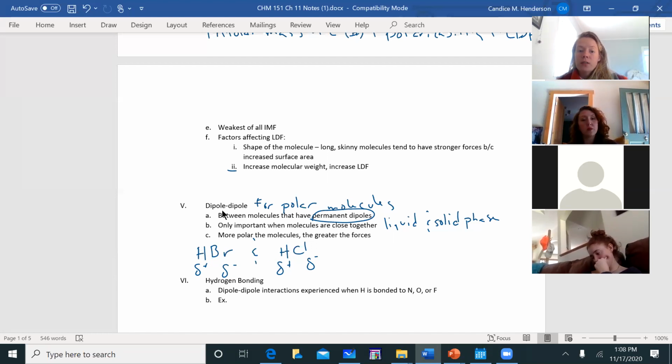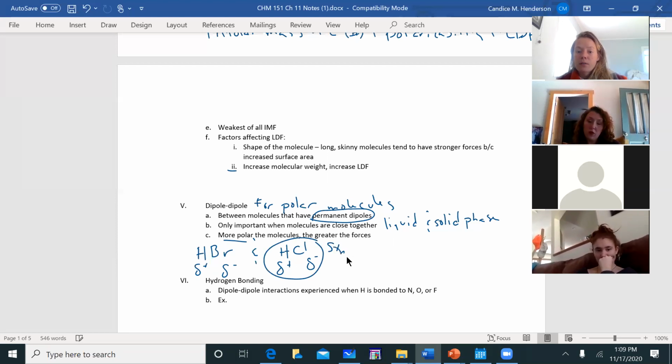But which one creates a stronger dipole-dipole moment has to do with how polar the molecule is. So which one has a polar bond here, both of them, but which one has a stronger polar bond? This guy here has a stronger polar bond.